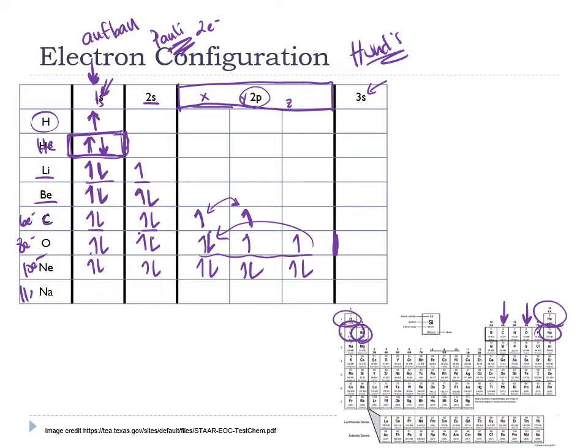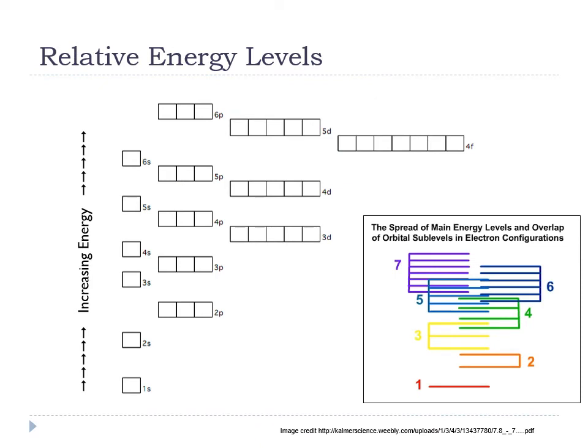What about sodium? Sodium has 11 electrons. Up, down, there's 1, 2, 3, 4, 5, 6, 7. Go back 8, 9, 10. I have now filled the 2p orbitals. I can go one more, 3s up. There's 1 up for the 3s orbital.